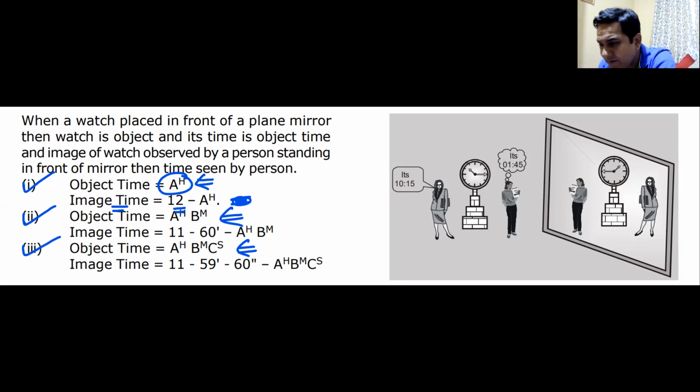12 minus the time will give you the correct time, or 12 minus the time will give you the clock time. For example, if the clock is showing 10 o'clock, the image will show 12 minus 10, that is 2 o'clock. Do we understand this?